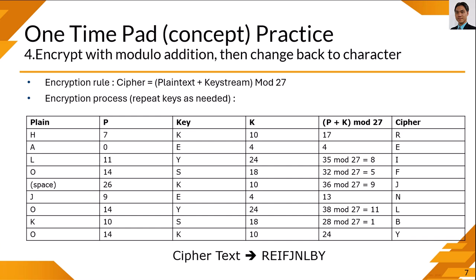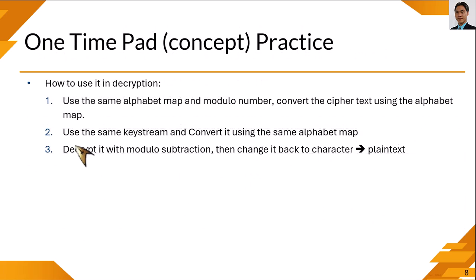Now, how do we reverse or decrypt this? As long as the receiver has the same alphabet map and knows the key, then the receiver can do the decryption using the same techniques, only flipped. So it will use the same alphabet map and modulo number. It will convert the ciphertext again using the alphabet map, and then it will do it using modulo subtraction, not adding. The final number will be changed back to a character, which is the plain text.